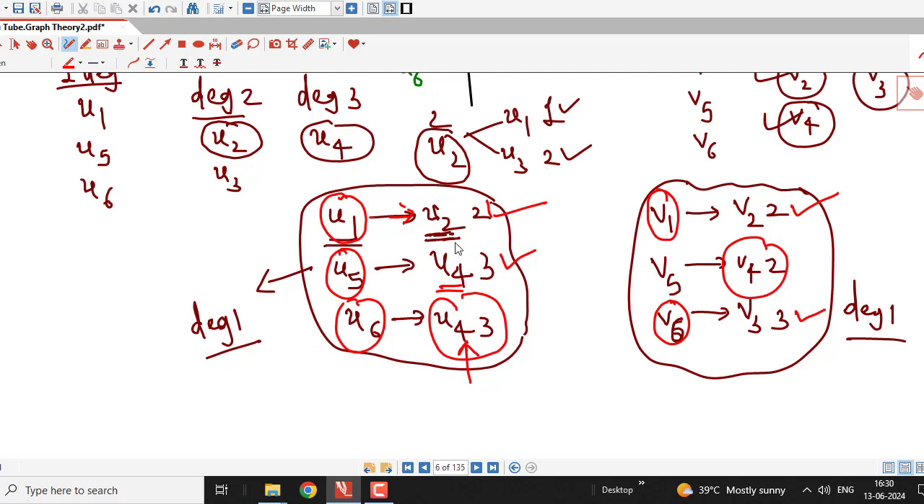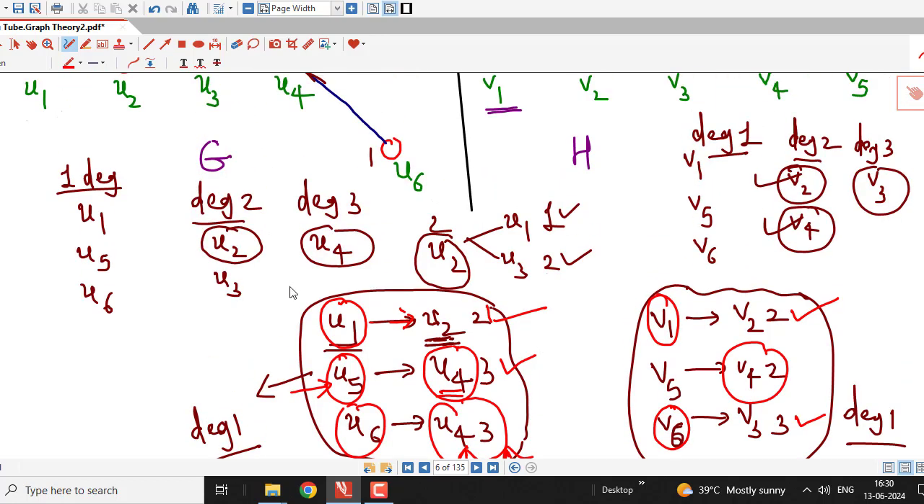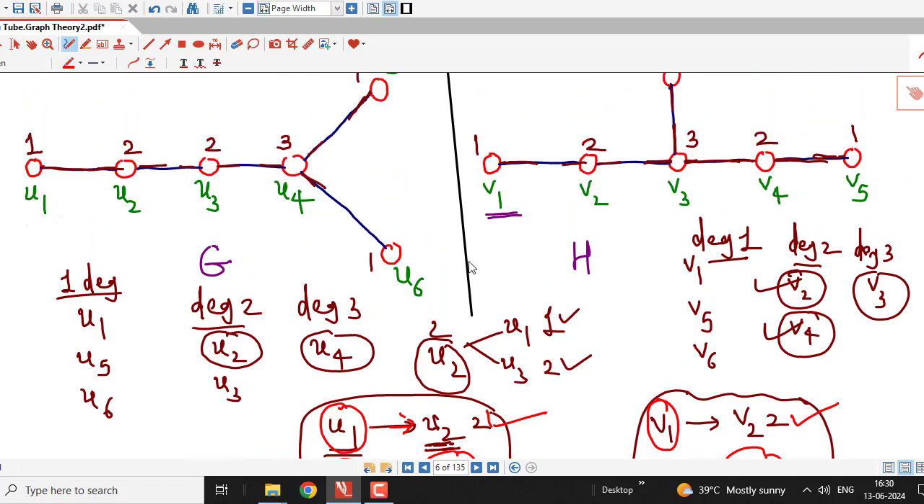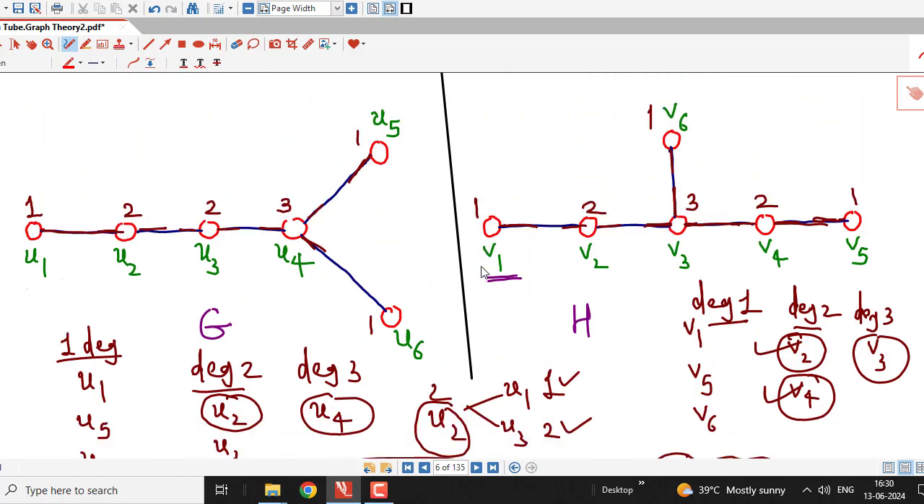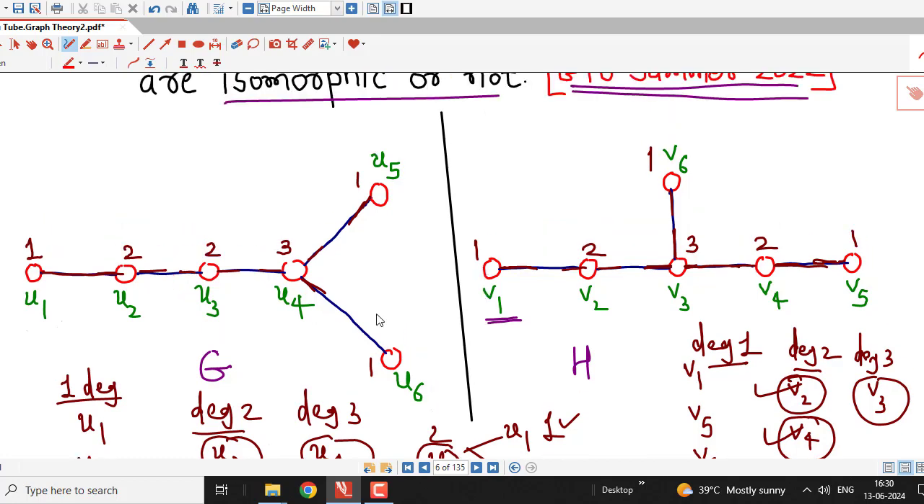If such an isomorphism exists, then if we have a vertex adjacent with a vertex of degree 3, then here also we have a vertex which is adjacent with a vertex of degree 3. So we have seen that there is a problem in defining an isomorphism in such a way that the adjacency relationship is satisfied. Therefore, these two graphs are not isomorphic.